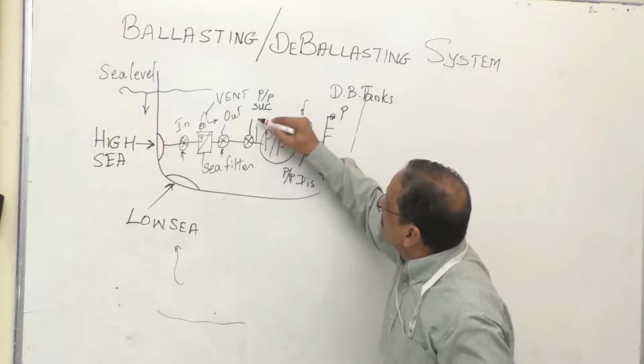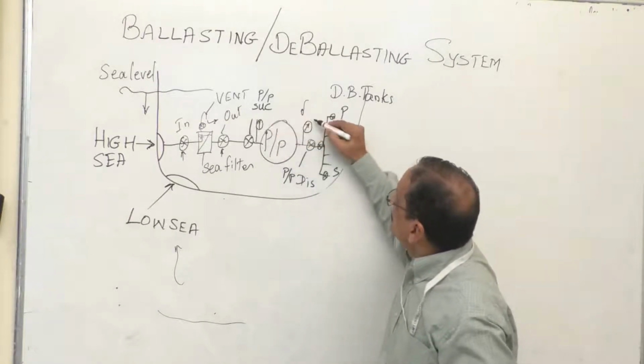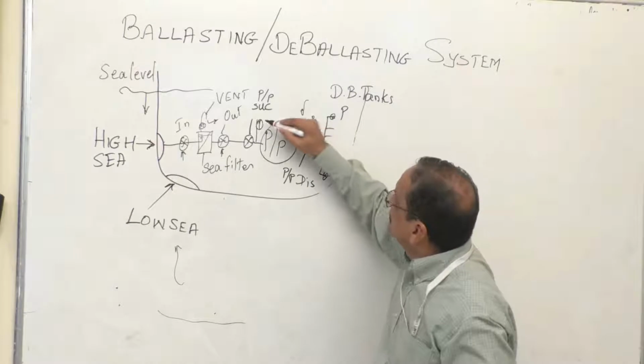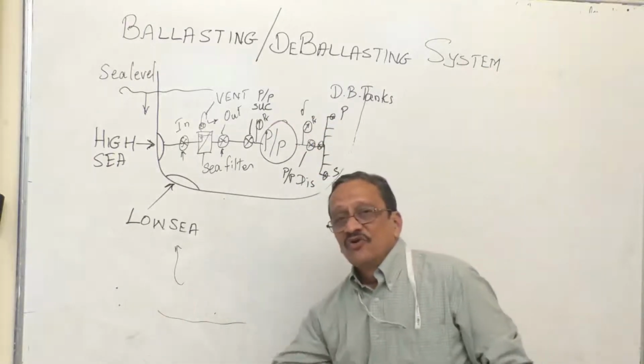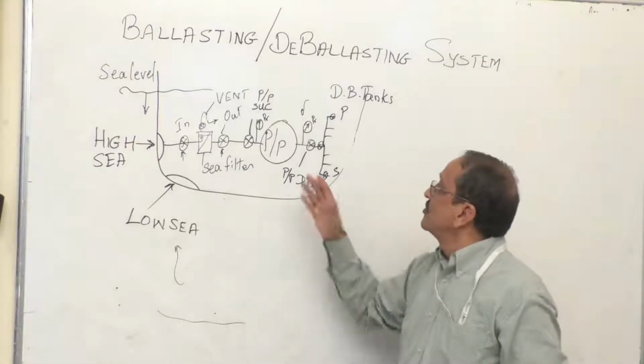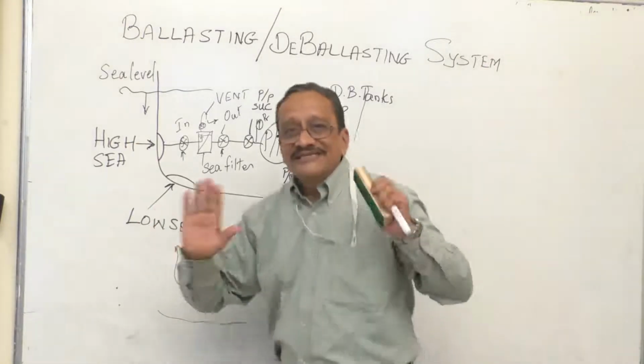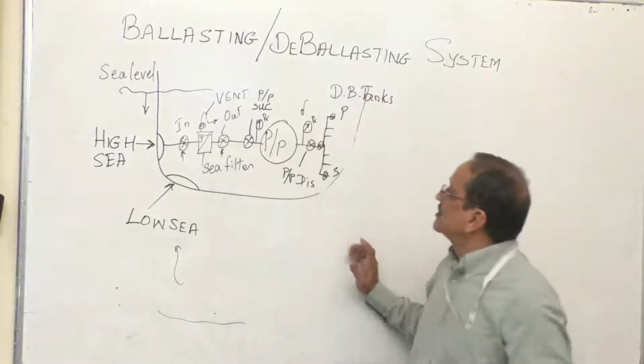You have your suction pressure, you have your discharge pressure. So this is your pressure gauge. Using the pressure gauge, you will find out that for the volume of water which is passing through, sufficient pressure is being generated. So this is going to ensure that.